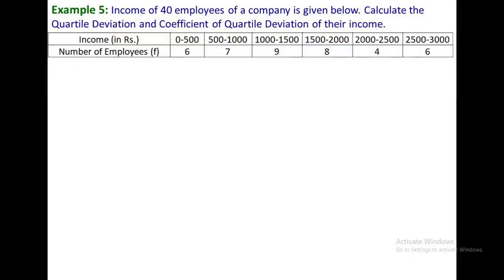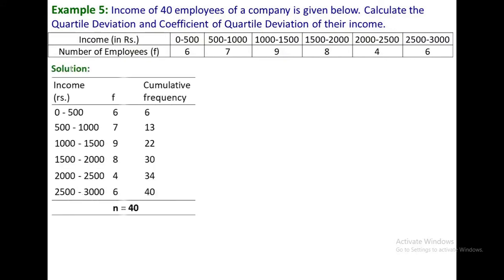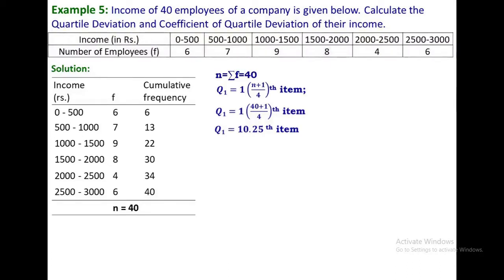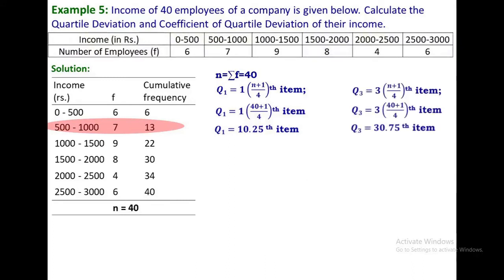Let's take an example to understand this concept. The income of 40 employees of a company is given below, and we have to calculate the quartile deviation and coefficient of quartile deviation of their income. First of all, we will make a cumulative frequency table. As the sample size is 40, quartile 1 will be equivalent to 1 into 40 plus 1 by 4th item, or 10.25th item, which will lie in this class. In the same manner, we can also calculate the value for quartile 3, which will be equivalent to 3 into 40 plus 1 by 4th item, or it will be 30.75th item, which will lie in this class.